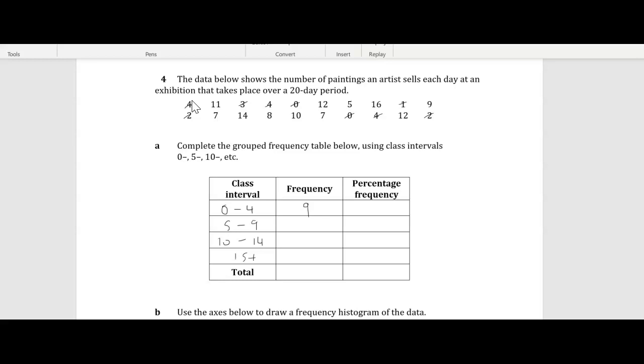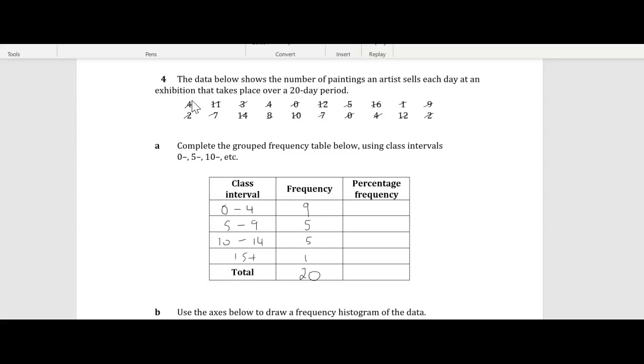5 to 9, we've got 1, 2, 3, 4, 5. 10 to 14, 1, 2, 3, 4, 5. And then 15 plus, is that just 1? I thought I saw a 15 there. No, clearly didn't. All right, so what does that give us? 20, awesome, which is what we want.